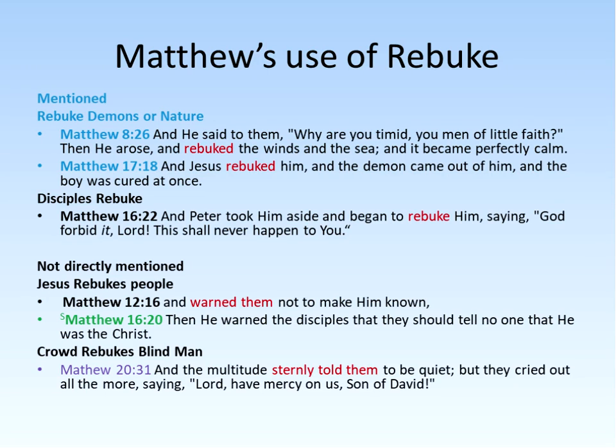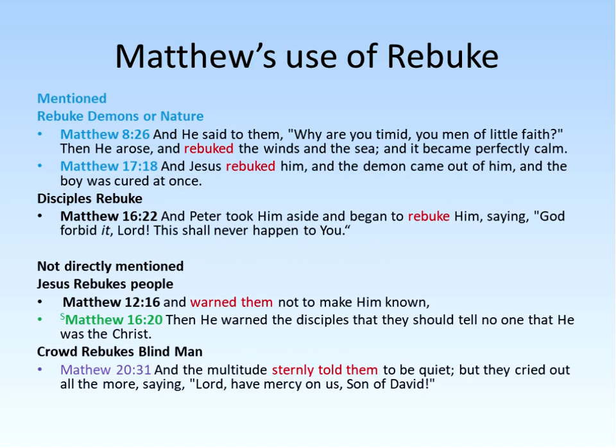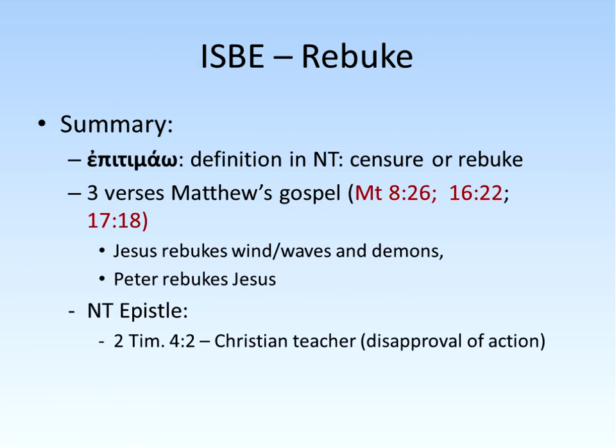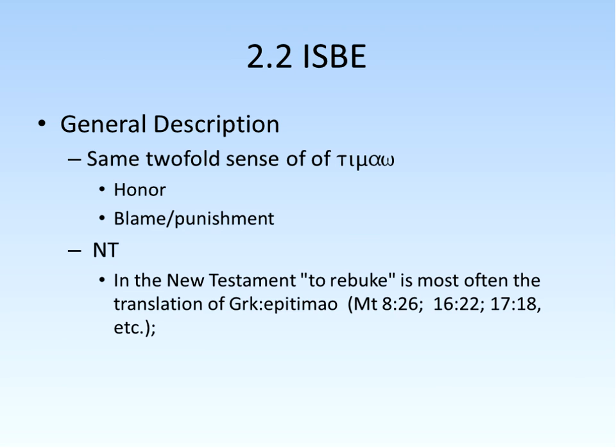Well, let's look at those Matthew passages. We looked at them with the BDAG and with Thayer's. If we look at 8:26, he rebukes the wind and the waves, and it became calm. If we look at 16:2, Peter takes him aside and rebukes him. If we look at 17:18, you see Jesus rebuking it and the demon flying. It's not directly mentioned where he warns them or the disciples. So this is, again, taking a smaller one.